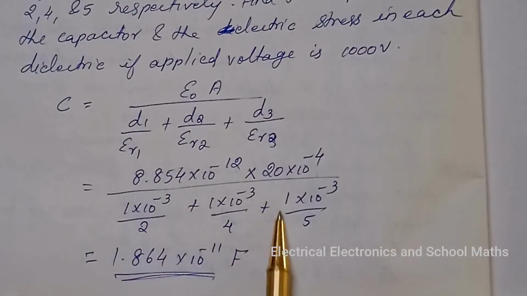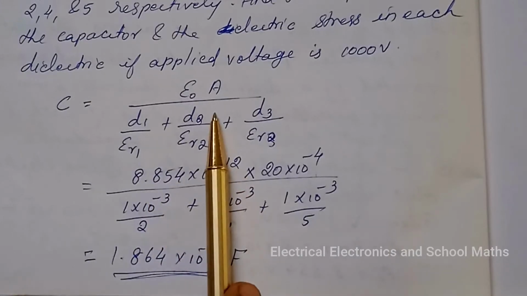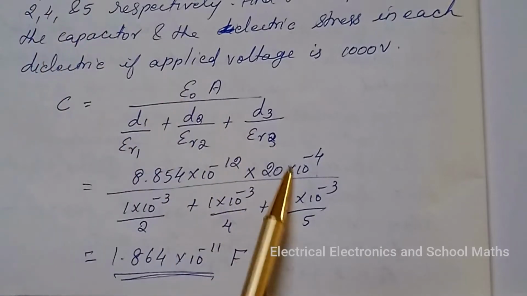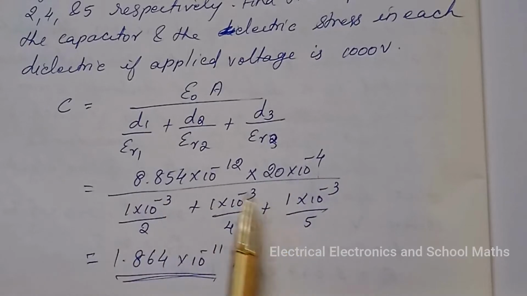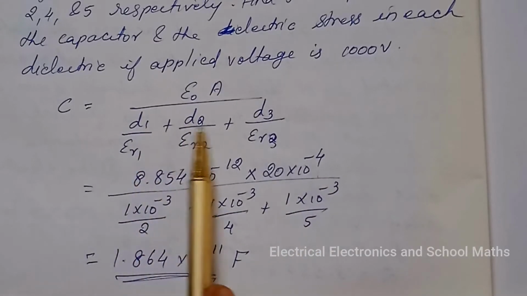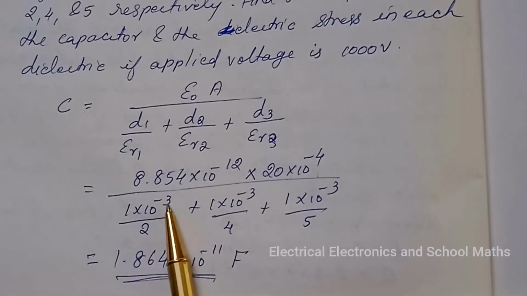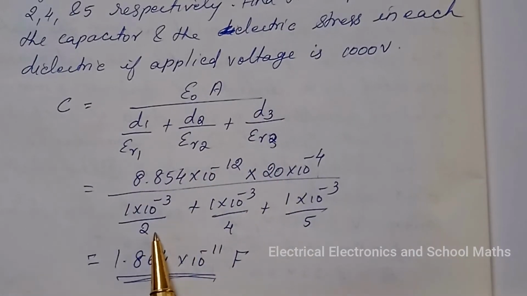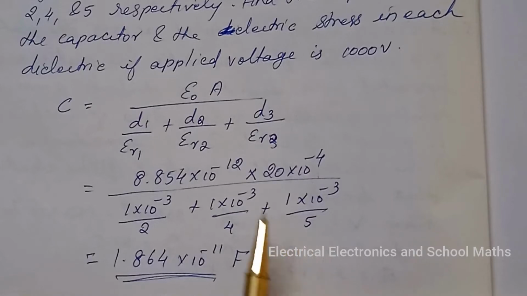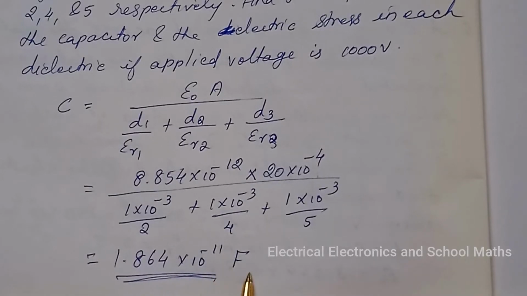Now substitute all the values. Epsilon 0 is 8.854 into 10 raised to minus 12. Area is given as 20 centimeter square, that is 20 into 10 raised to minus 4, whole divided by D1, D2 and D3 are given as 1 millimeter, that is 1 into 10 raised to minus 3. And epsilon R1, epsilon R2 and epsilon R3 are 2, 4 and 5 respectively. After calculating this, we get 1.864 into 10 raised to minus 11 farad.